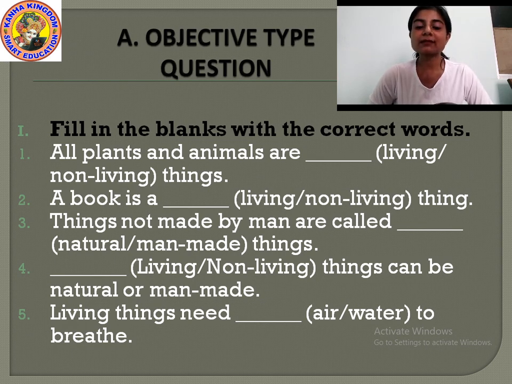Please take out your notebook and write down these exercises in your notebook. Mention the name of the chapter, living and non-living things. Write the name of the chapter and then write down these exercises. Copy this exercise in your notebook.